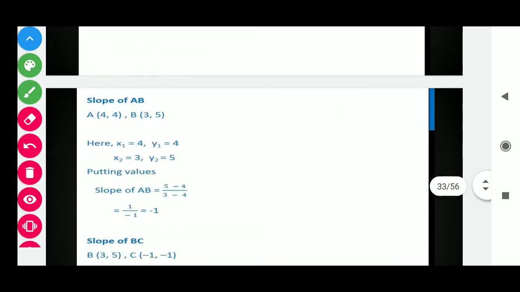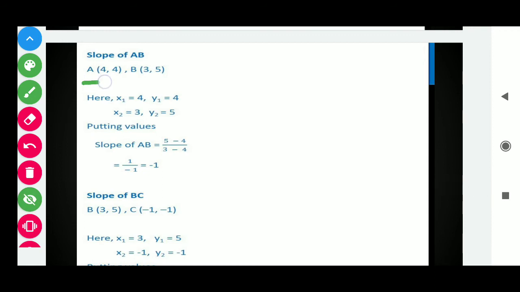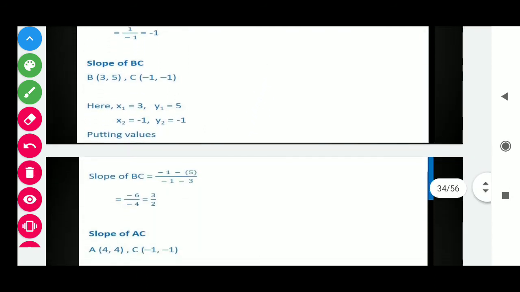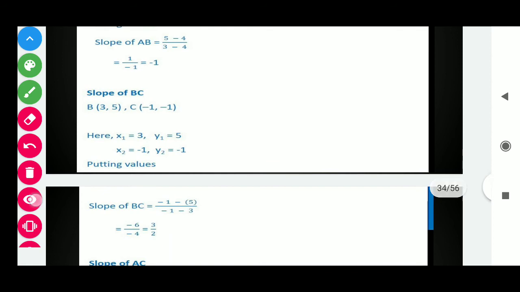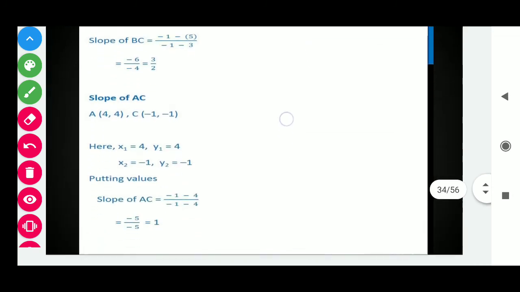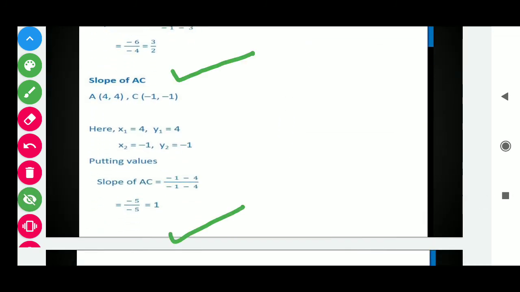So, slope of AB. By using these two points, we use the formula y2 minus y1 over x2 minus x1. Putting these values, 5 minus 4 over 3 minus 4, we get the answer minus 1. In the same way, slope of BC, here we have two points B and C. By using the same formula, by putting the values, we get the slope 3 over 2. You can observe from the answers that the slope of AB is minus 1 and the slope of BC is 3 over 2. So, we need to find the slope of the third line as well.